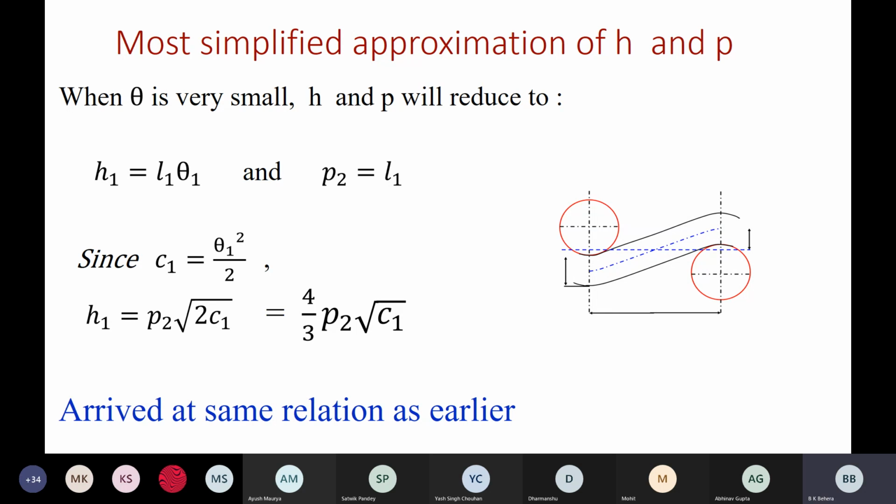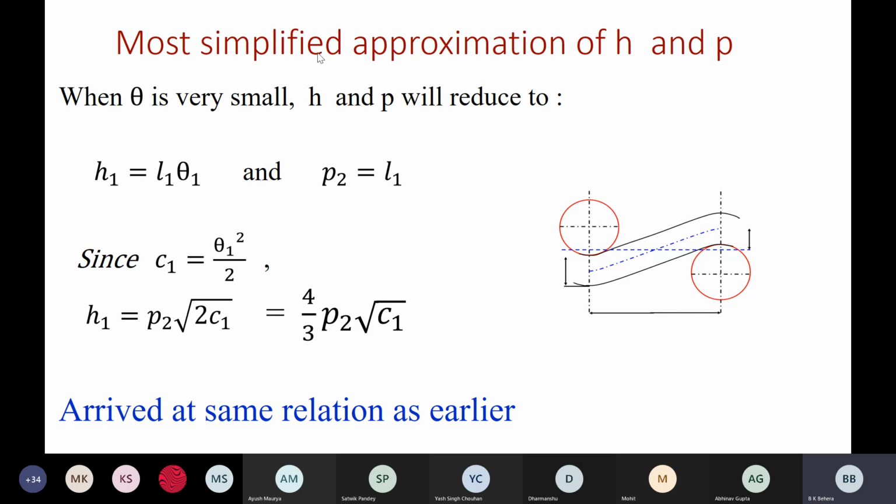When theta is too small, H and P will reduce to H1 is equal to L1 theta 1. P2 will be L1. And since we have already found the relationship C1 is equal to theta 1 square by 2, H1 will be P2 to C1, or it can be written in this form. H1 is equal to 4/3 P2 square root C1. We again arrive at the same relationship.